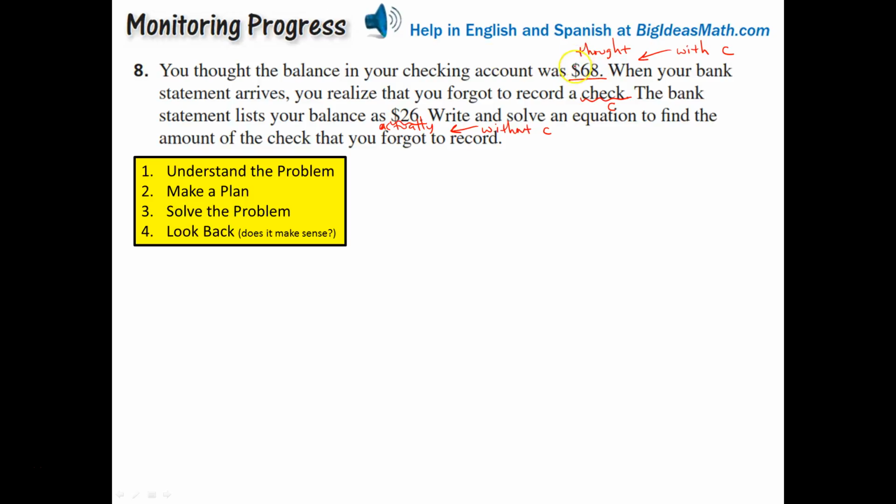If I think I have $68 and then I subtract out that check, then that should leave me with the $26 that the bank says I really have. So I'm going to do 68 minus C. That should equal 26. So now I'm going to solve that problem.